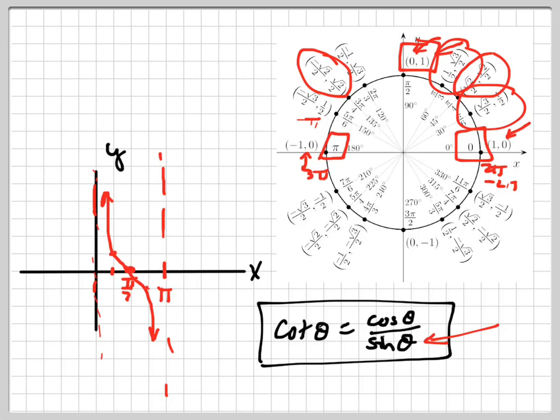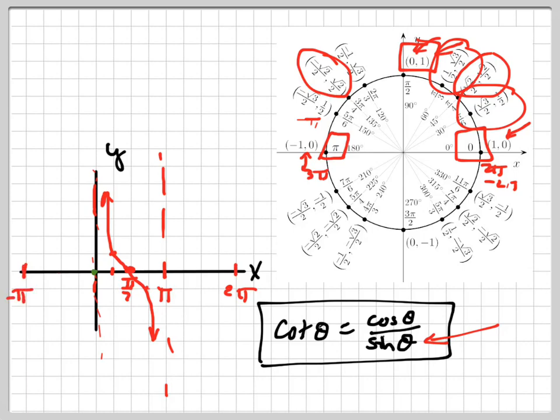Remember your tangent graph, I'll do this in green. If you remember, your tangent graph was right here. It went through this same point right there, but its asymptote was, there was your tangent graph. It was shifted over, and it was going the other direction. Okay, understand that?